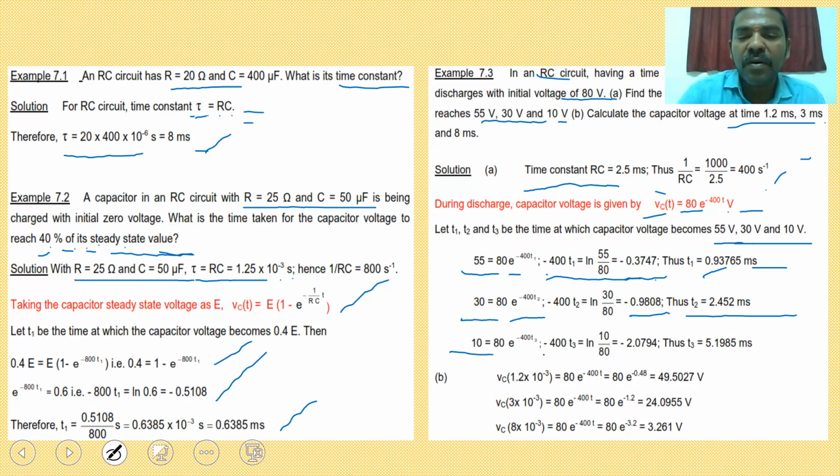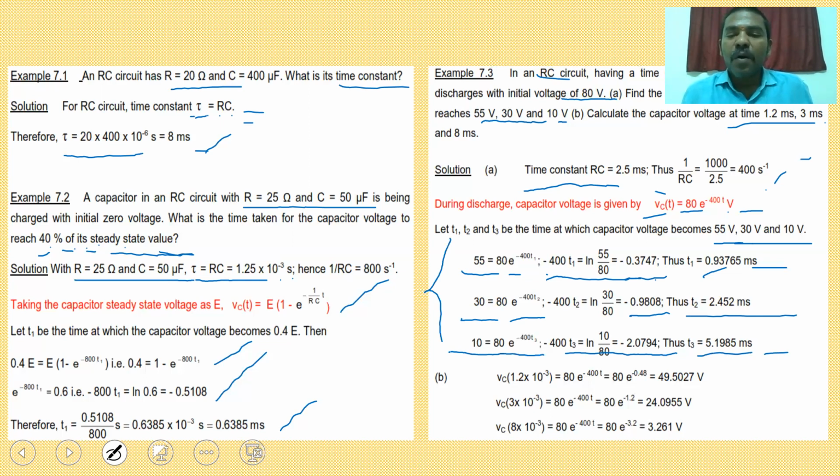In the last case, the voltage is substituted by 10 volts. So 10 is equal to 80 into e power minus 400 T. So minus 400 T3 is equal to ln of 10 by 80. This value we are getting is minus 2.0794. Then T3 is equal to minus 2.0794 divided by minus 400, which is equal to 5.1985 milliseconds. So these are the new time constants with respect to the new voltages of 55, 30 and 10 volts.